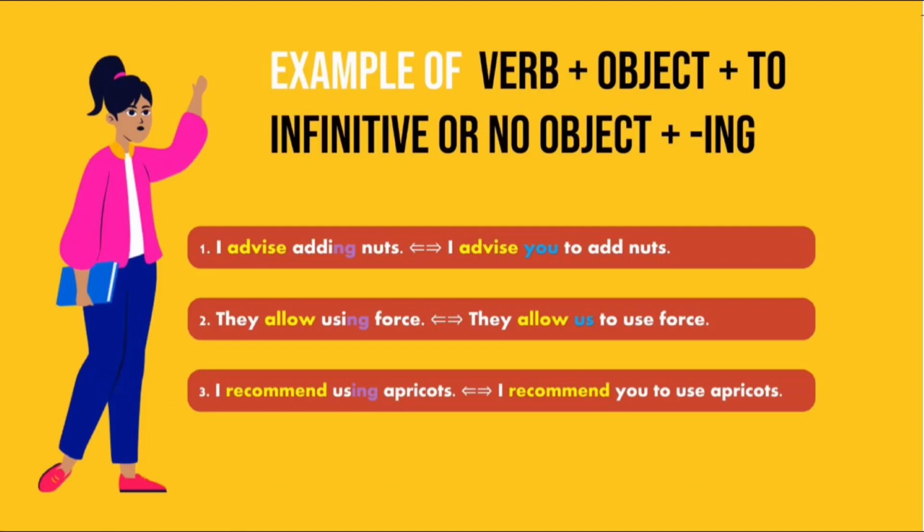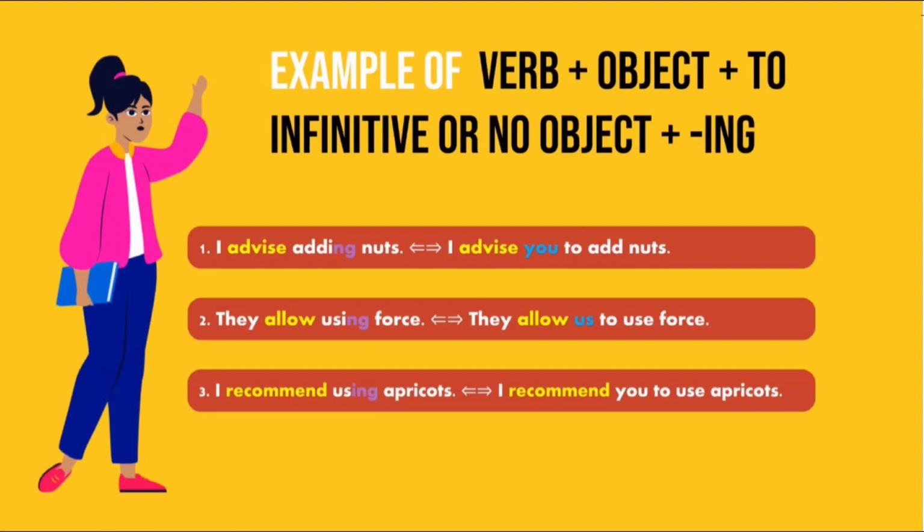Can you see the difference between both sentences? I advise adding nets and I advise you to add nets. After advise, there is no object, so we have to use ing. So it becomes I advise adding nets. And the second one, I advise you to add nets. So you is an object, so we have to use to infinitive. So it becomes I advise you to add nets.